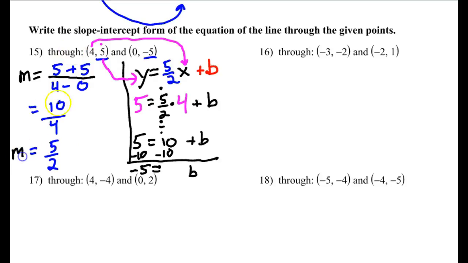Remember, don't just stop there. You still need to write your answer. So I'll leave you there. Here's the slope. Here's the y-intercept. Make sure you write the answer as well. Okay. I'll leave this up here so you can get it all down and use it as an example.